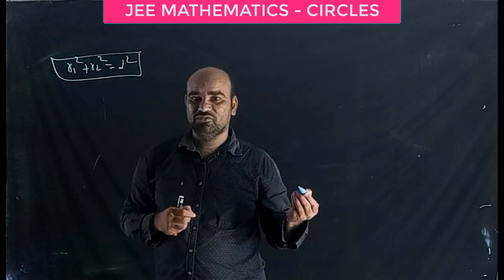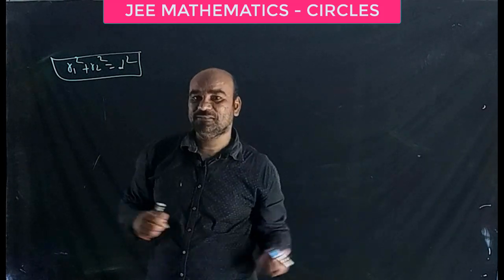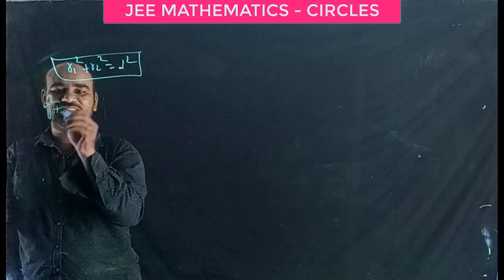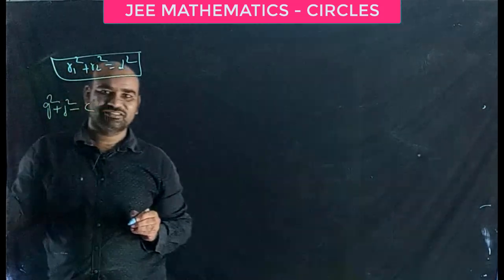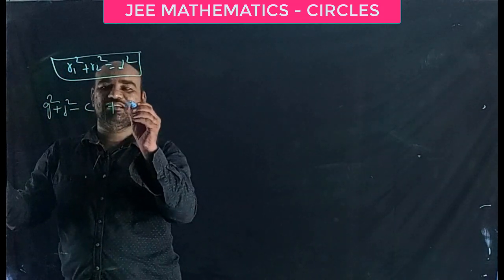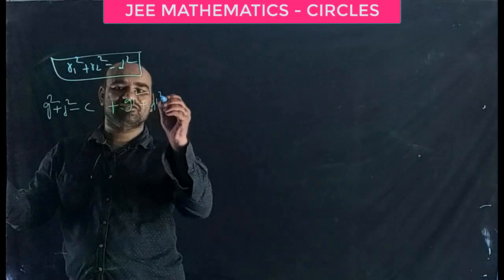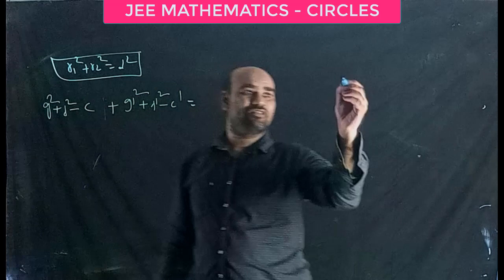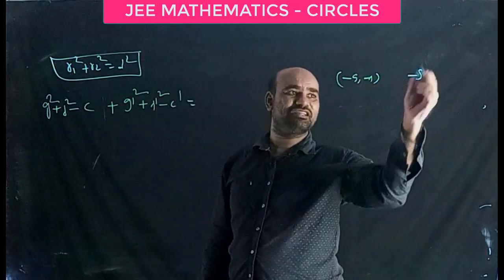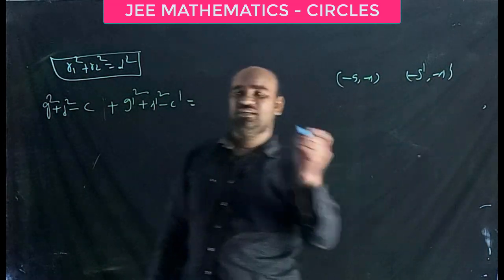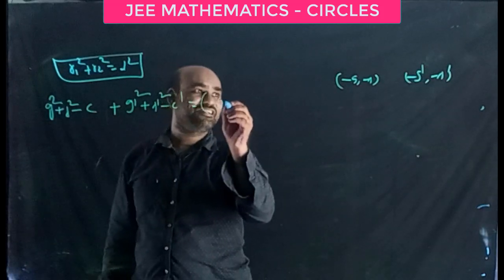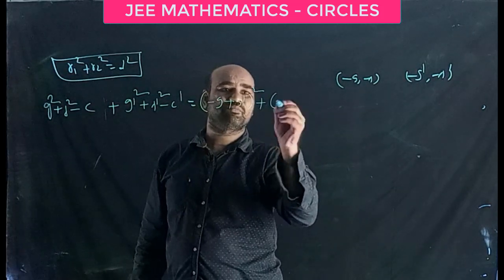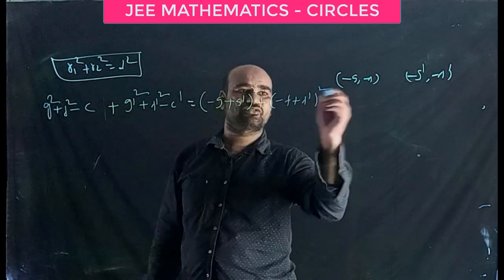So directly using that result you can solve the problem easily. Instead of r1 square, what can I write? g square plus f square minus c. Plus r2 square, what can I write? g dash square plus f dash square minus c dash equal to the distance between the centers. One center is (-g, -f), another center is (-g dash, -f dash). Distance between centers squared is (-g plus g dash) whole square plus (-f plus f dash) whole square.